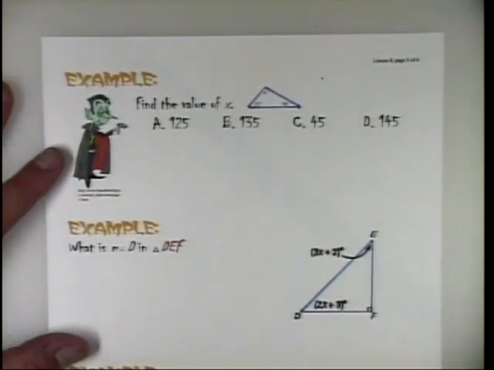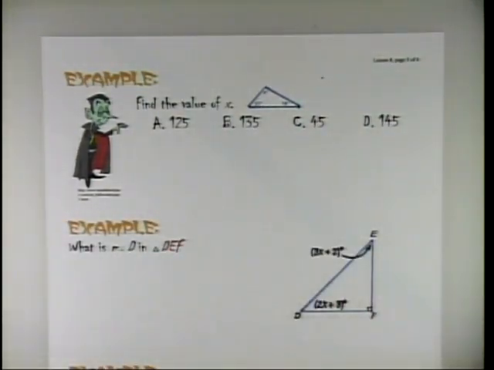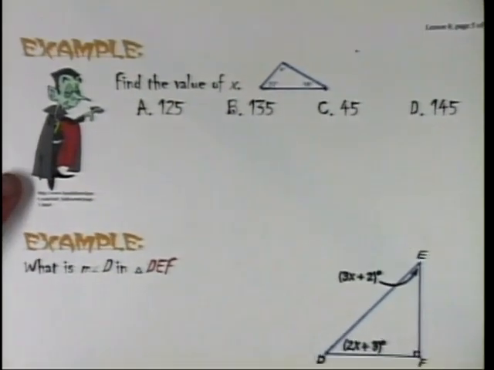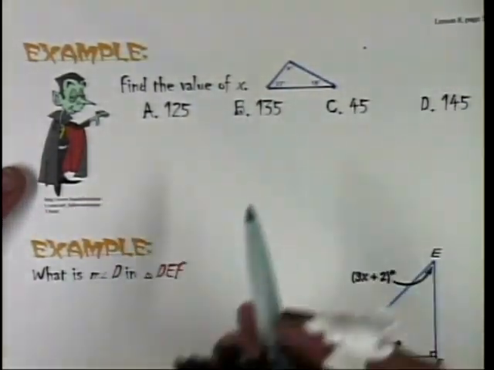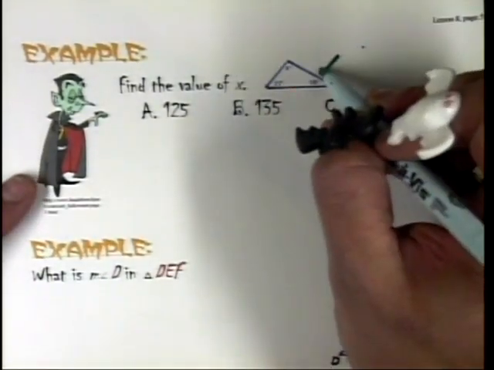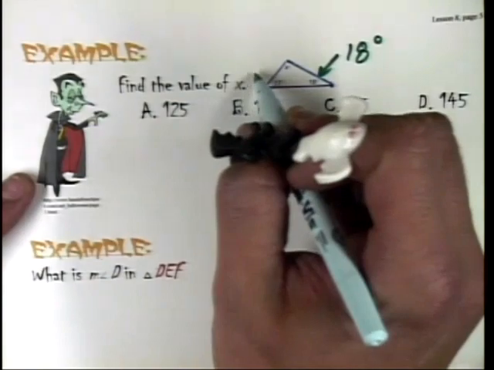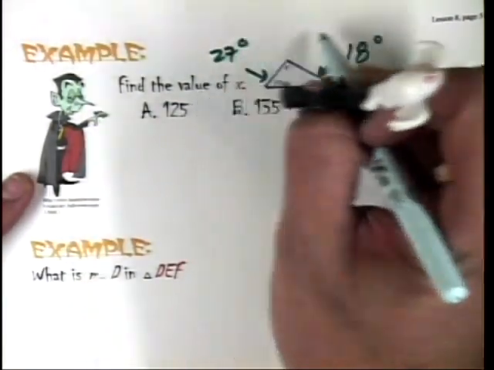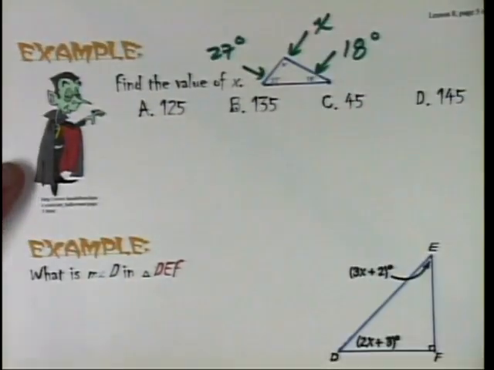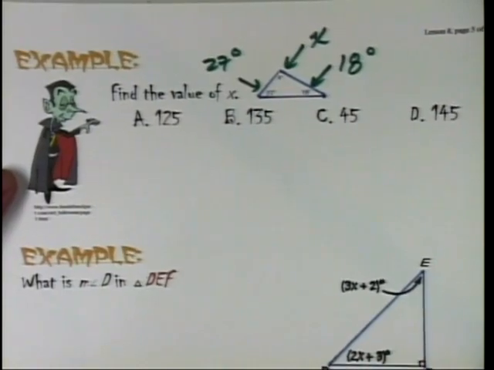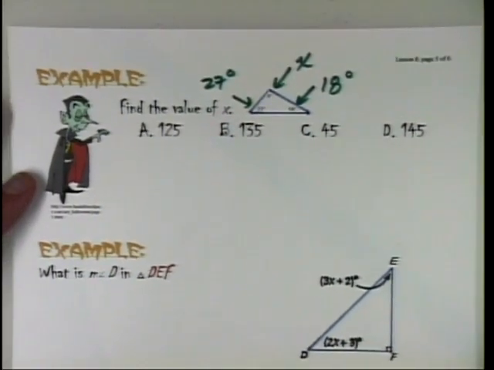Dracula. And Mr. Dracula's problem is a real simple application of the angle sum theorem. Here's what he's asking us. He's created this triangle, and it's kind of hard to see, but this angle is 18 degrees. This angle is 27 degrees, and he's telling us to solve for x. All right, so let's go ahead and do that.